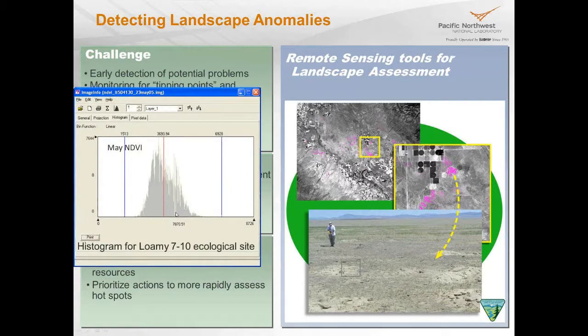If we take that apart a little further, I'm showing for a region of the Snake River Plain the May NDVI histogram. Once again, the x-axis is the NDVI value increasing to the right, and the y-axis is the count. We see a fairly normal distribution, but we asked ourselves, and the way we implemented this is, to start looking at the pixels that were several standard deviations from what you might expect.